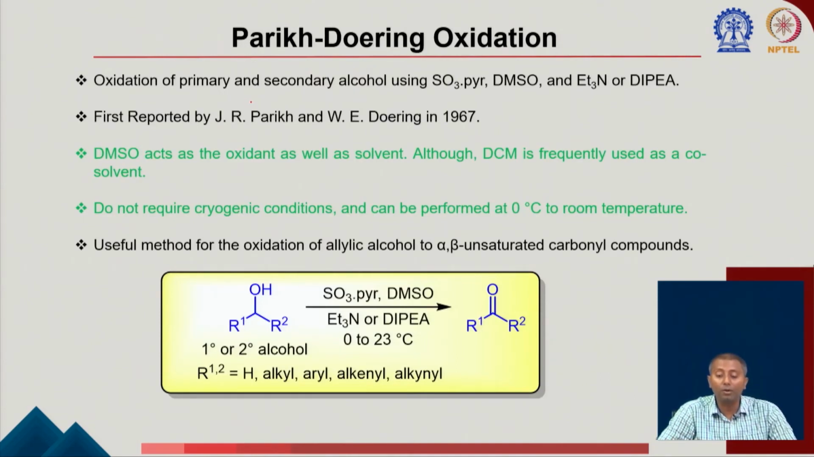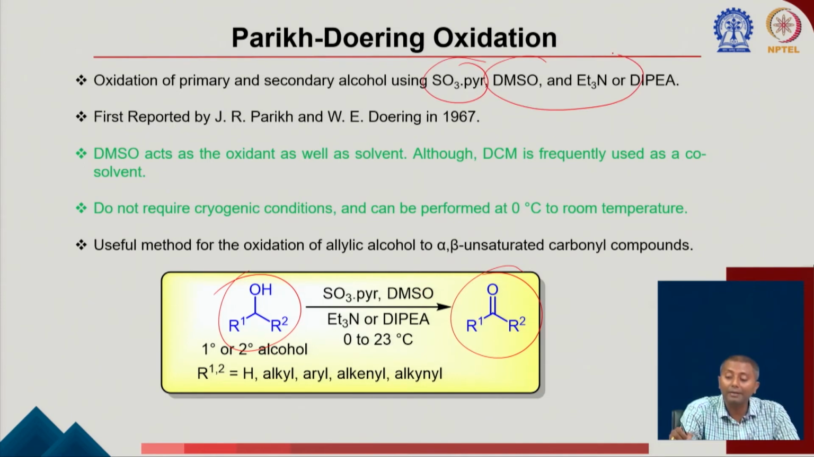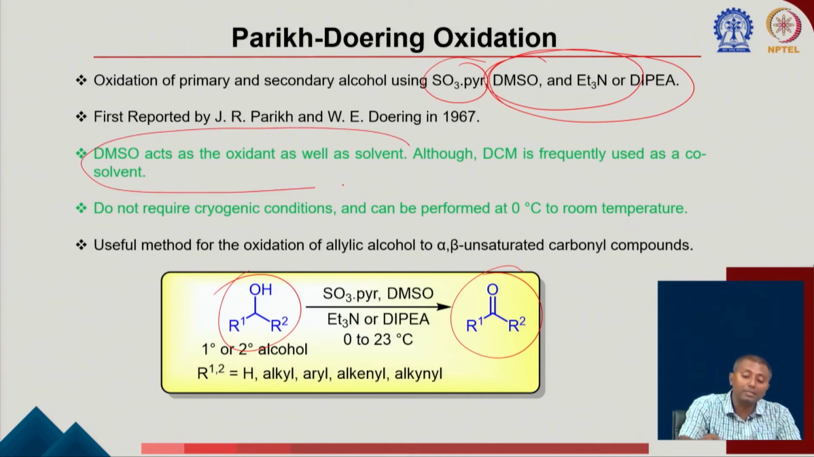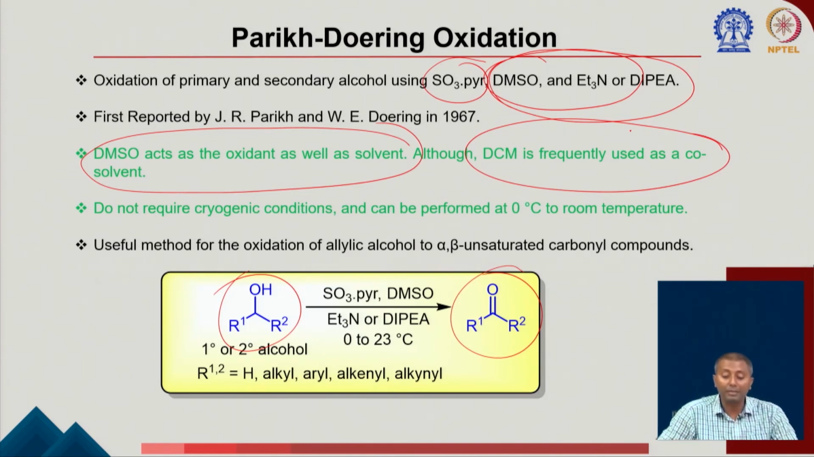Then the Parikh-Doering oxidation. Here, again, this is oxidation of a primary or secondary alcohol to the corresponding aldehyde or ketone. The reagent here is SO3 pyridine and DMSO, and triethylamine or some sort of base you need to use. So DMSO acts as an oxidant as well as the solvent here. In both cases DMSO acts as an oxidant as well as a solvent, and sometimes DCM is frequently used as a co-solvent. This reaction can be done at 0 degrees to room temperature. You don't have to go to a low temperature. And this can also convert allylic alcohol to the alpha beta unsaturated carbonyl compounds.